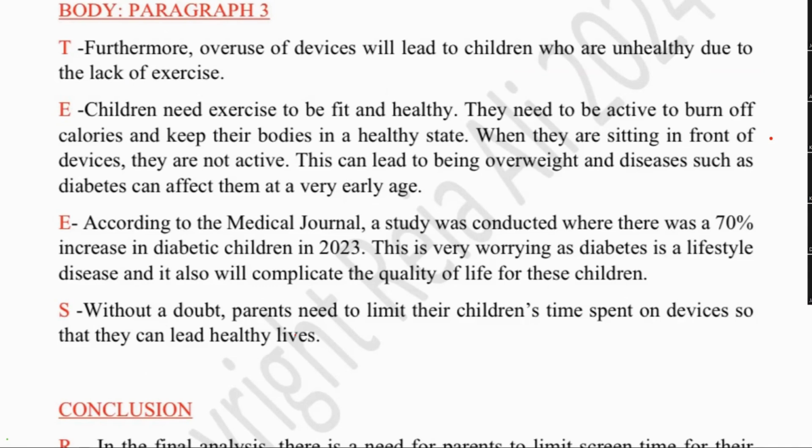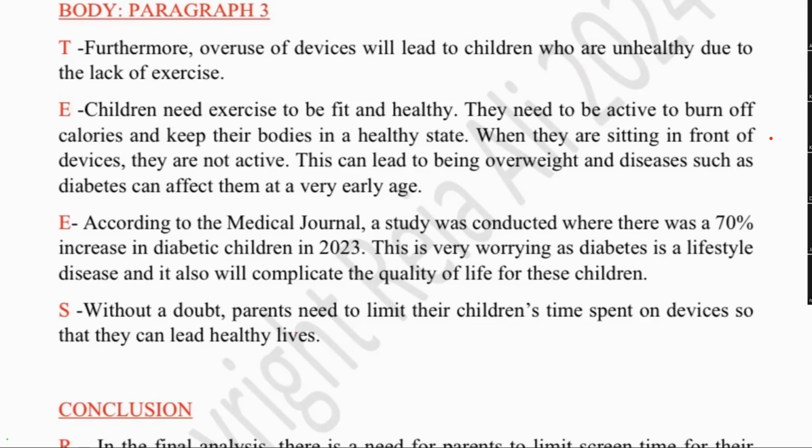Furthermore, overuse of devices will lead to children who are unhealthy due to the lack of exercise. Children need exercise to be fit and healthy. They need to be active to burn off calories and keep their bodies in a healthy state. When they are sitting in front of devices, they are not active. This can lead to being overweight, and diseases such as diabetes can affect them at a very early age.